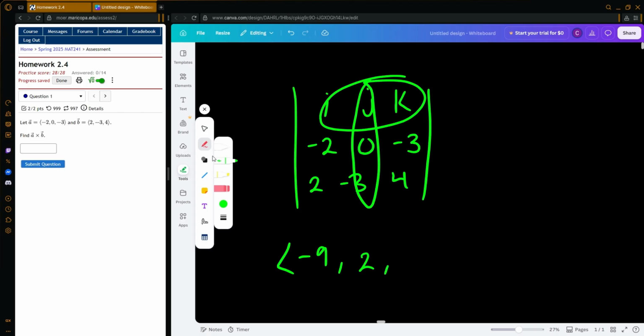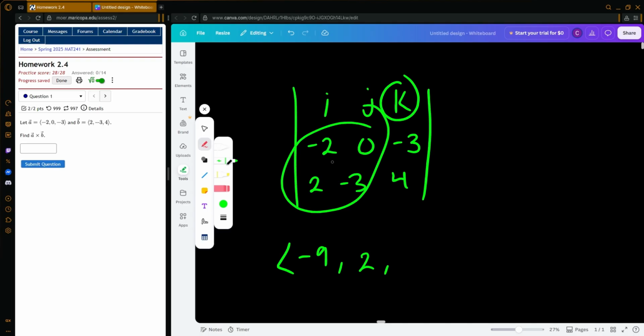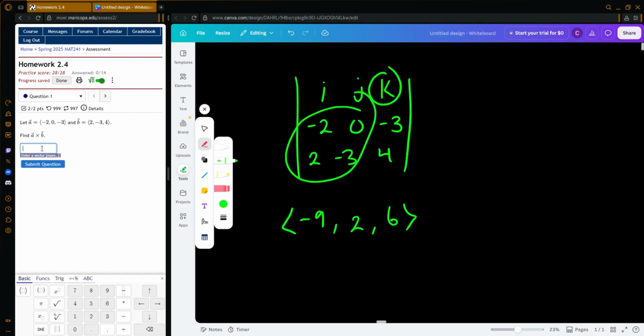Okay, now we're going to do the same stuff for K. We're going to do the determinant of these guys. So we'll get -2 times -3 is 6. 6 minus 0 times 2 is 0, so this is going to be 6. So that is how you do the cross product.